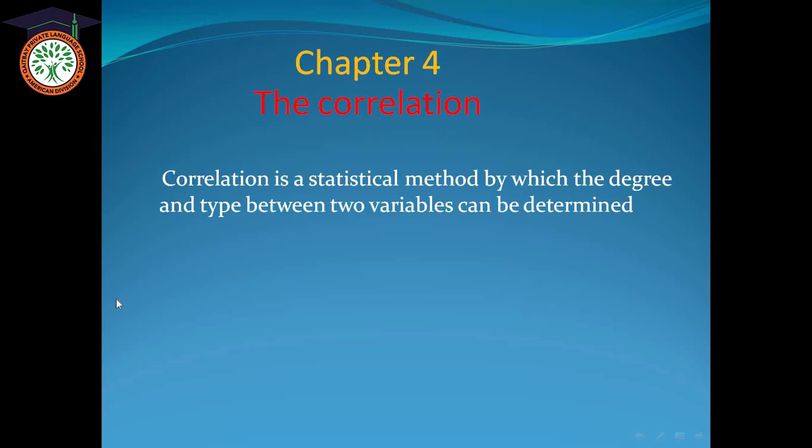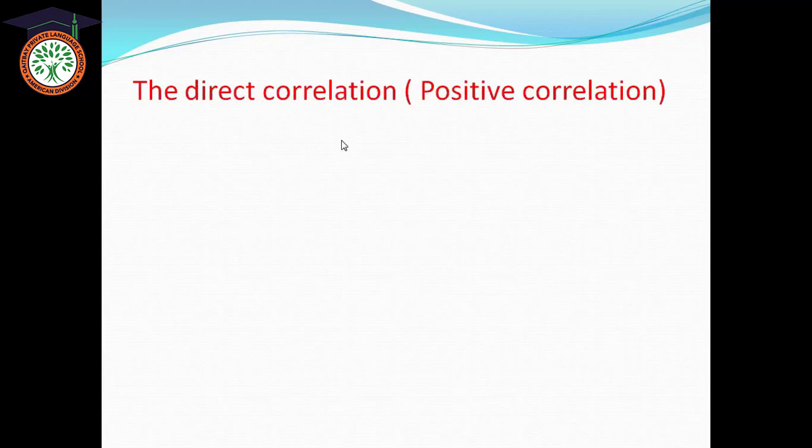Today we will start the fourth quarter with chapter 4, the correlation, from your booklet, page 40. Correlation is a statistical method by which the degree and type between two variables like x and y can be determined. Let's see the types of correlation.